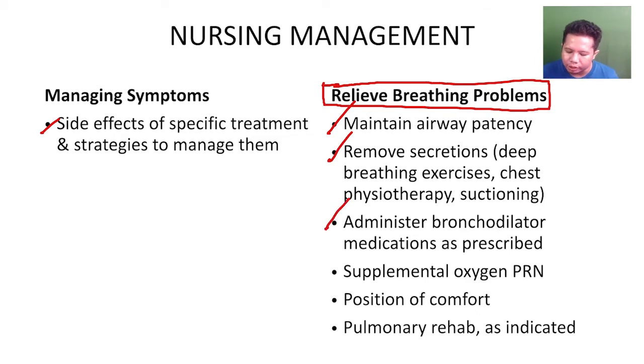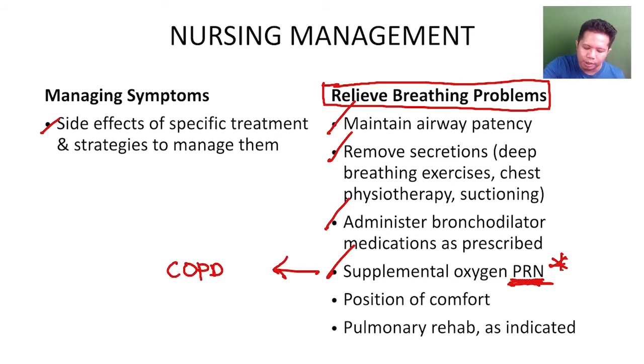Administer bronchodilators and medications as prescribed. To dilate the airway of the patient, we use bronchodilators to make the airway more spacious, or give it capacity for exchange of oxygen through the blood. Okay, this one would be supplemental oxygen as needed. So this one is not a protocol. It's only as needed, and be careful in giving oxygen to patients with COPD.